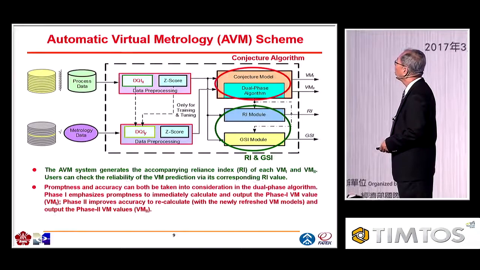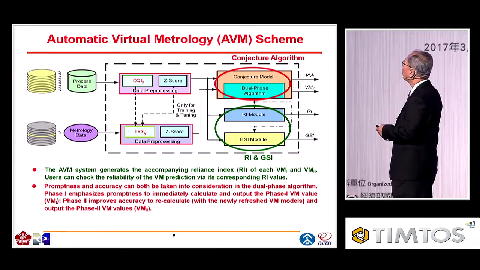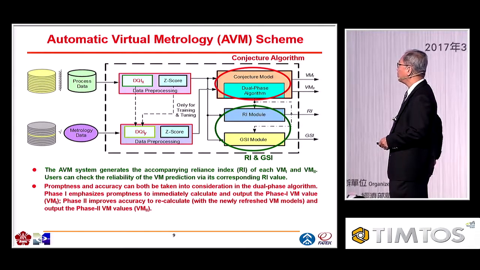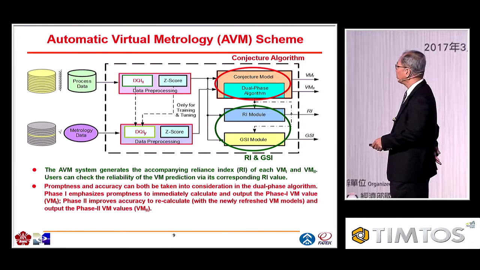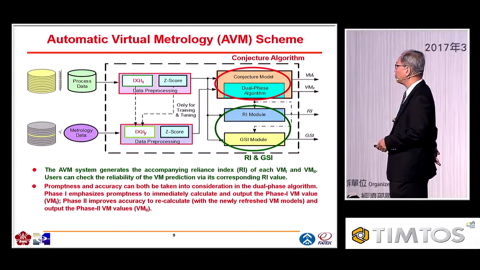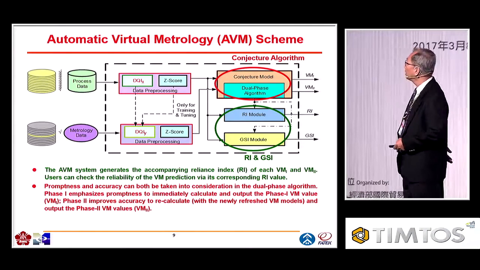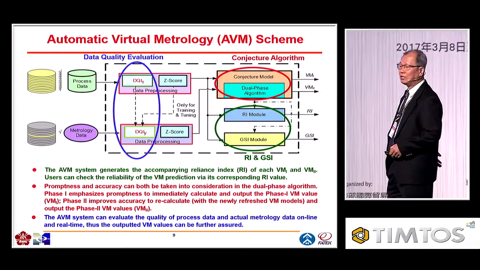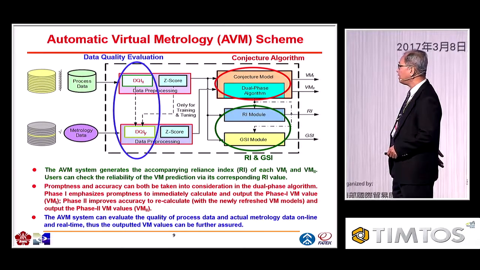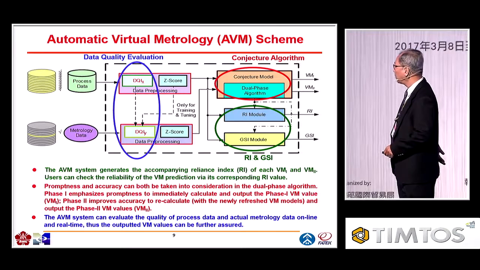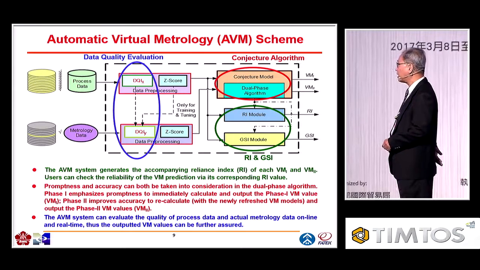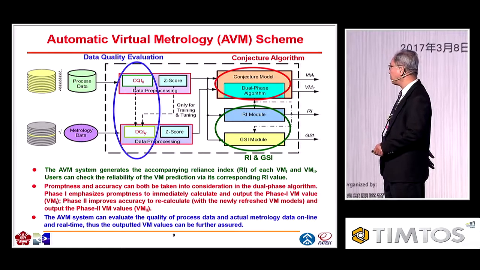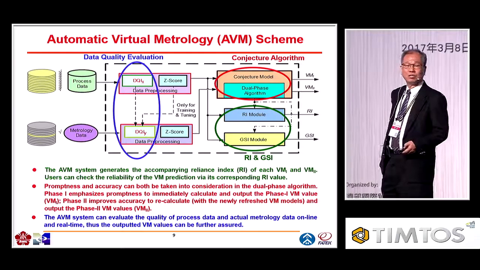And the second one is a dual-phase algorithm, so that promptness and accuracy can both be taken care of. Phase one emphasizes promptness, and phase two improves the accuracy. And the last one is data quality evaluation. The AVM system can evaluate the quality of the process and metrology data online and in real time, so that the output of the VM value can be further assured.